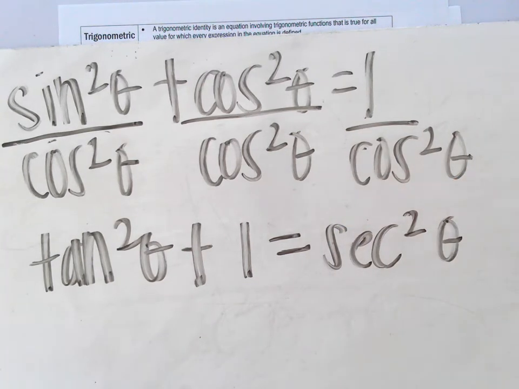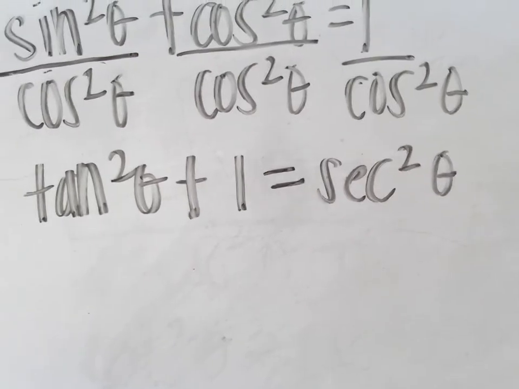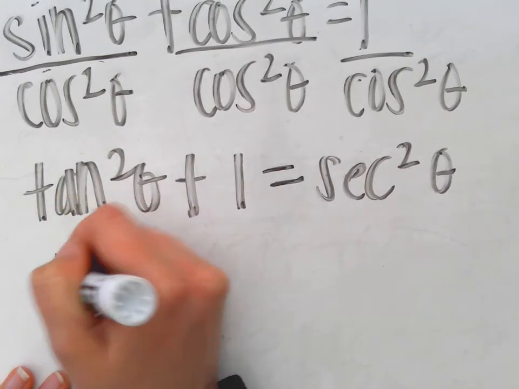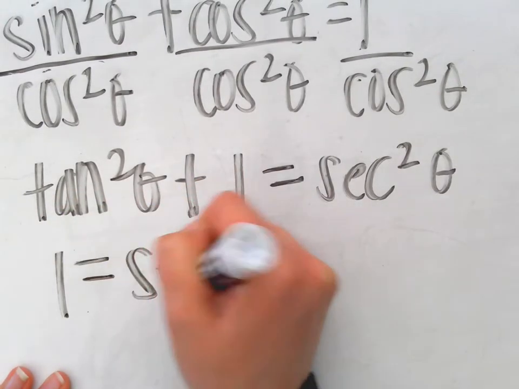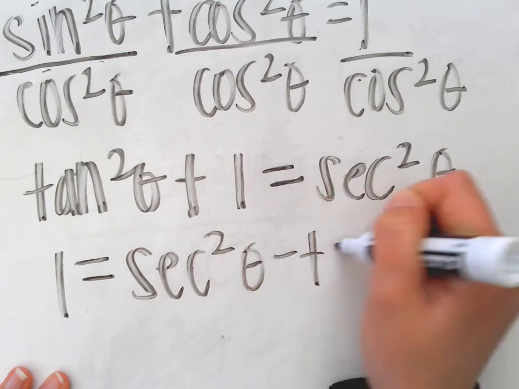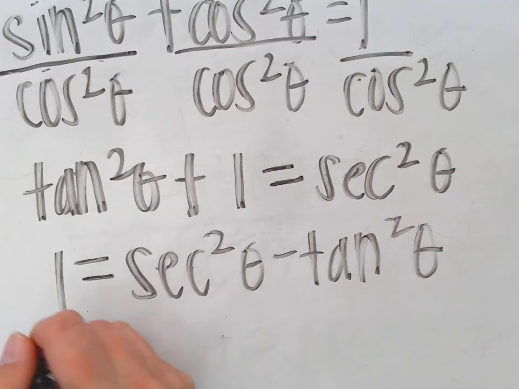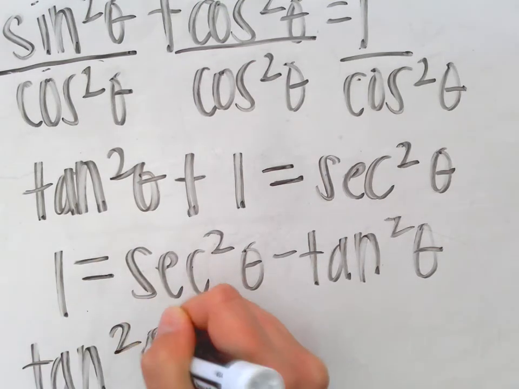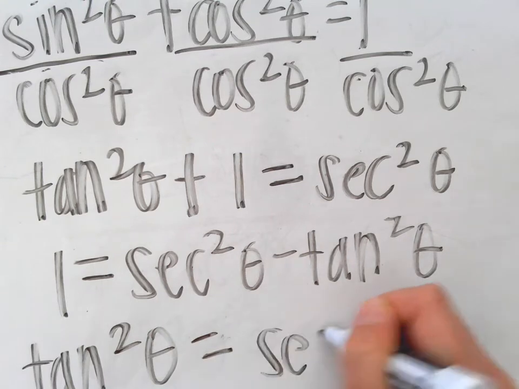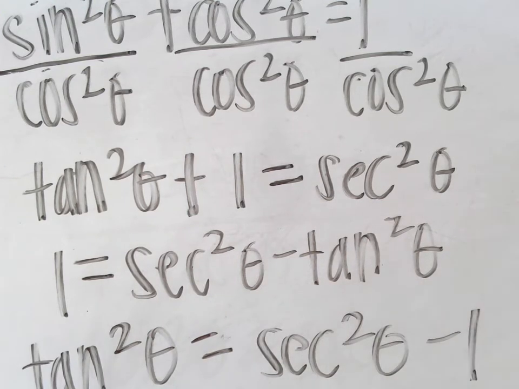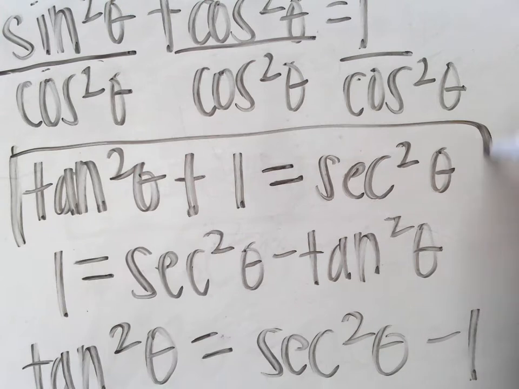So again, you can manipulate that any way that you want. It can be 1 equals secant squared theta minus tangent squared theta. You see that manipulation a lot. Or you could get tangent squared theta by itself, and that's equal to secant squared theta minus 1. But like the last one, we're just going to use the one up here.